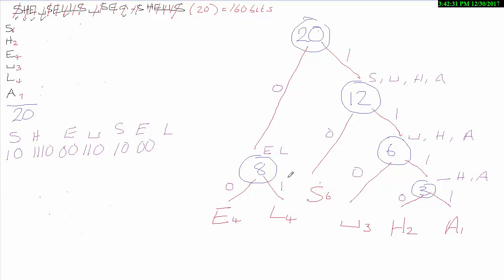So L is 0 1. I'll just write down the codes for each of these letters next to them so that you can actually see what those codes are. E is 0 0, space is 1 1 0, L is 0 1, and then A is 1 1 1 1.